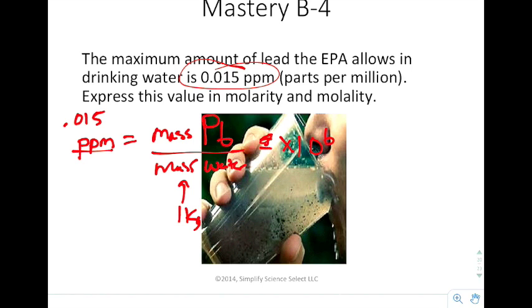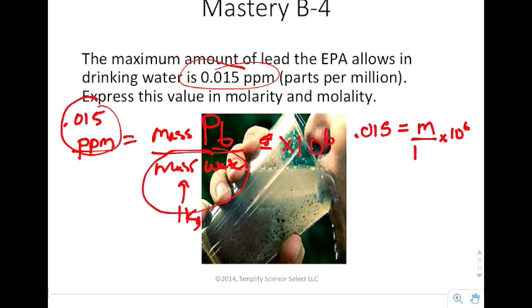At this point, you have the mass of water and the parts per million, and you can solve for the mass of lead. So let's do that. 0.015 equals m divided by 1 times 10 to the 6th. When you do this, you get a very, very small value for lead, which we would hope we would have in our drinking water: 1.5 times 10 to the minus 8th. Now realize, because this was in kilograms, this value is in kilograms as well. So you have 1.5 times 10 to the minus 8th kilograms of lead.